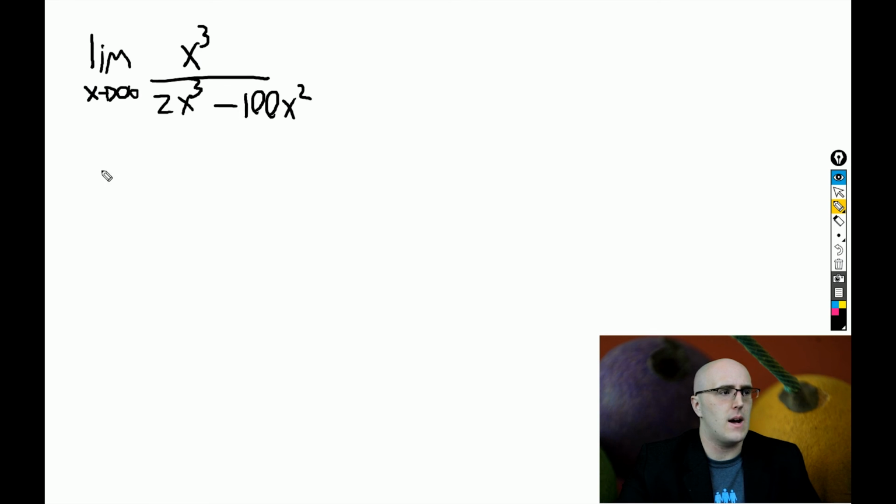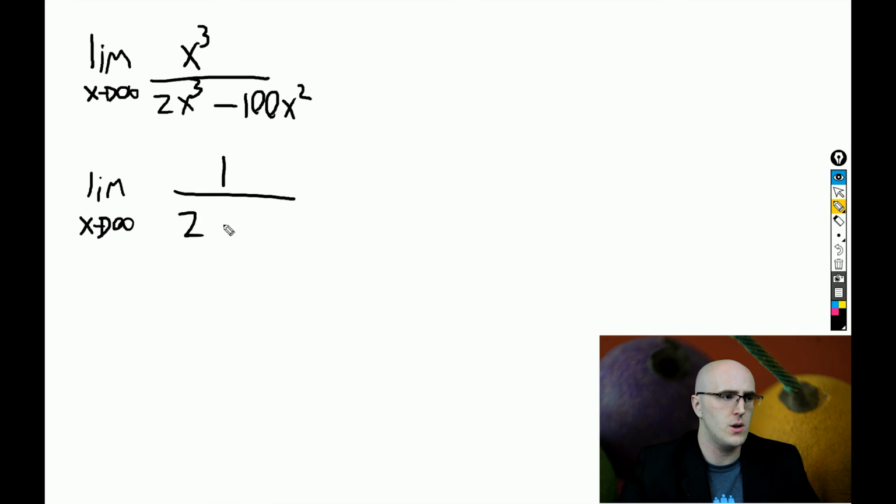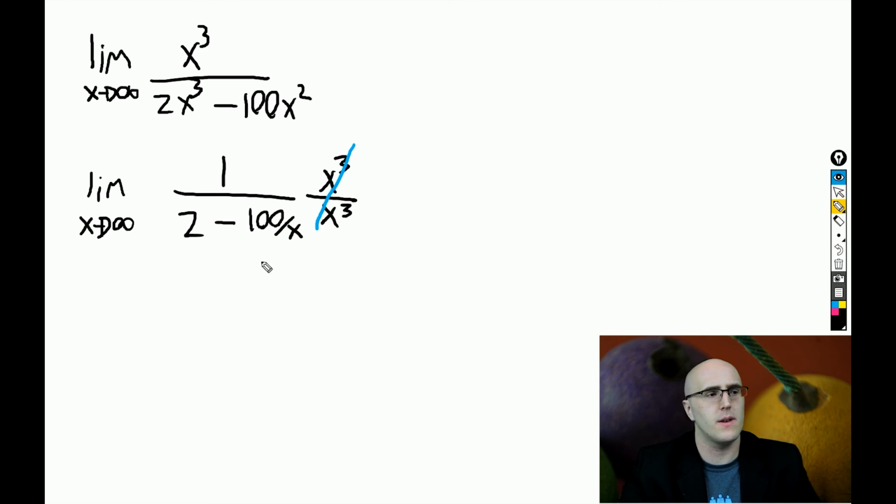So, here's the trick you do with limits regarding infinity. You divide everything by the largest power of x. So let me show you what I'm talking about here. Limit as x approaches infinity of 1 over 2 minus 100 over x. And we factored out x cubed over x cubed, so this will cancel. And this will be what we're left with.